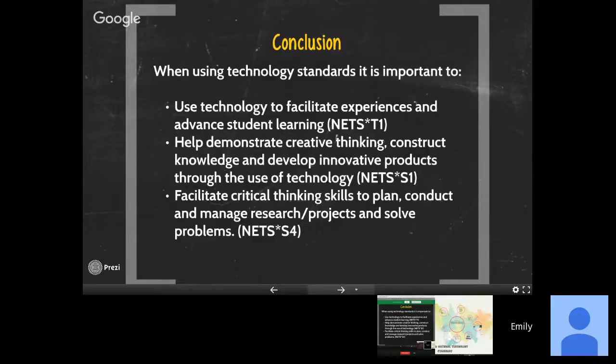Finally, we should facilitate critical thinking skills to plan, conduct, and manage research and projects and solve problems. How can we use technology through projects, and how can we use it to solve our problems?